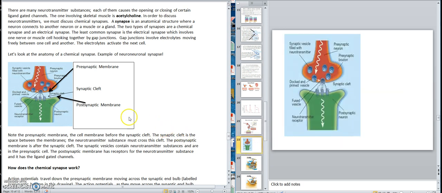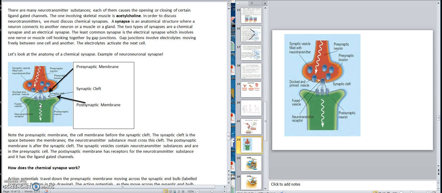So here we are. In this presynaptic neuron, you have these things we're going to call synaptic vesicles. Remember vesicle from the cell chapter? Vesicles contain chemicals. In this case, these vesicles contain neurotransmitter substances. These contain the substances that must be released into this cleft to activate the receptors, to open those ligand-gated channels.